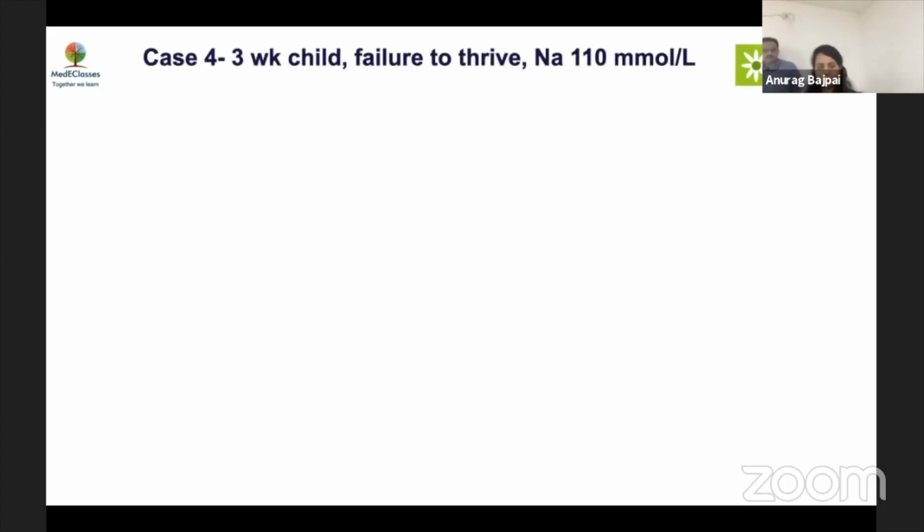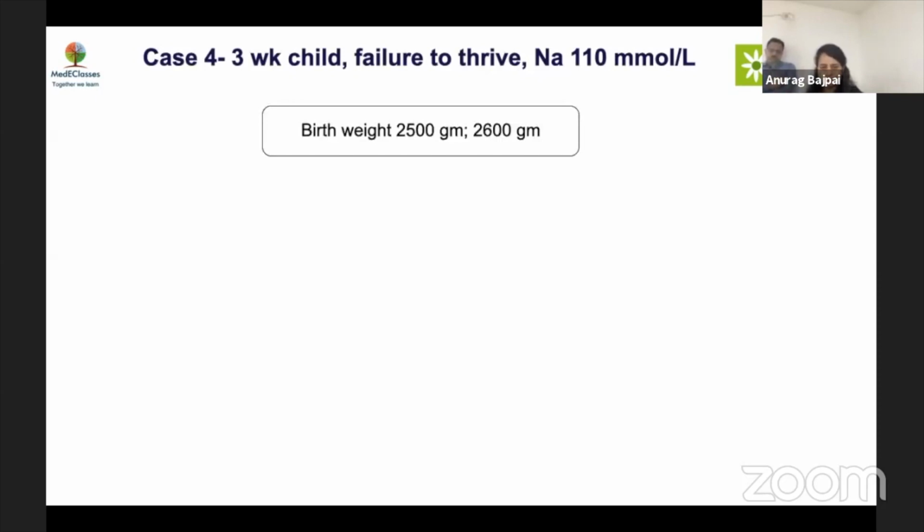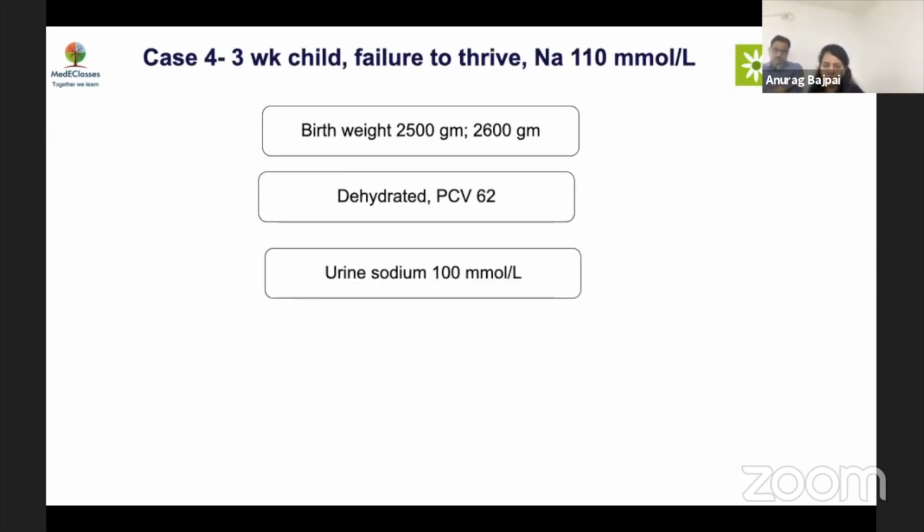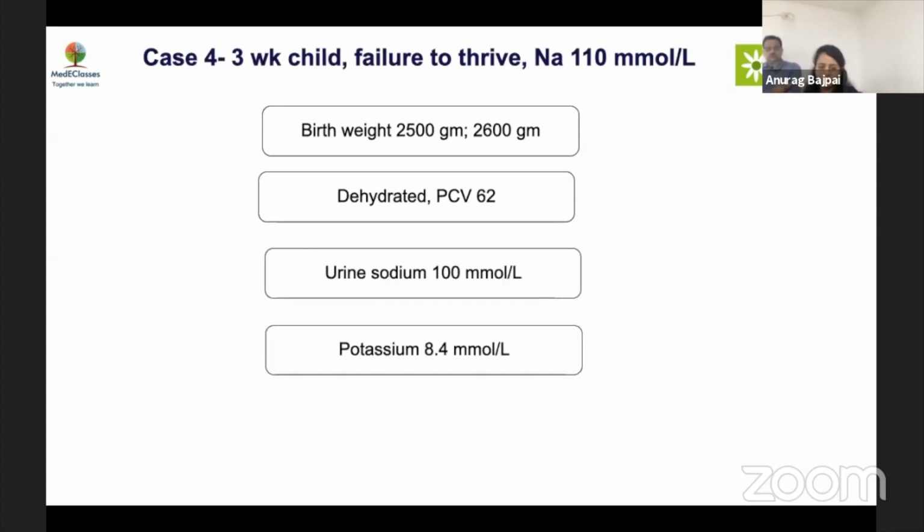Next case is a 3-week-old child with failure to thrive, sodium of 110, and birth weight was 2500 grams, and the current weight is 2600 grams. So that's severe failure to thrive. Child was dehydrated and hemoconcentration was there. PCV was 62. Urinary sodium was high, 100 millimoles per liter, and potassium was also very high. So, Dr. Sajili, how will you assess this child?